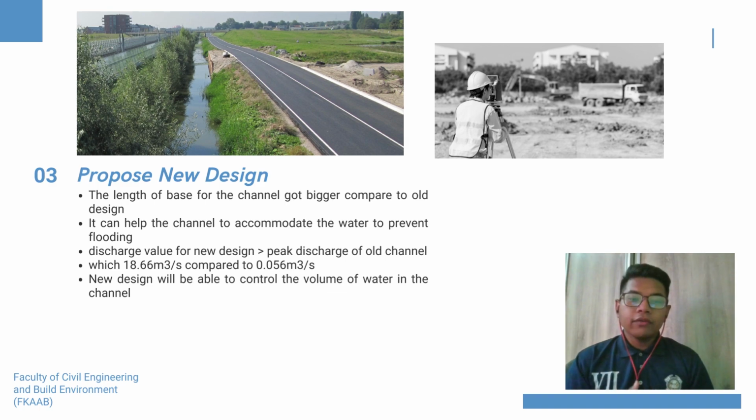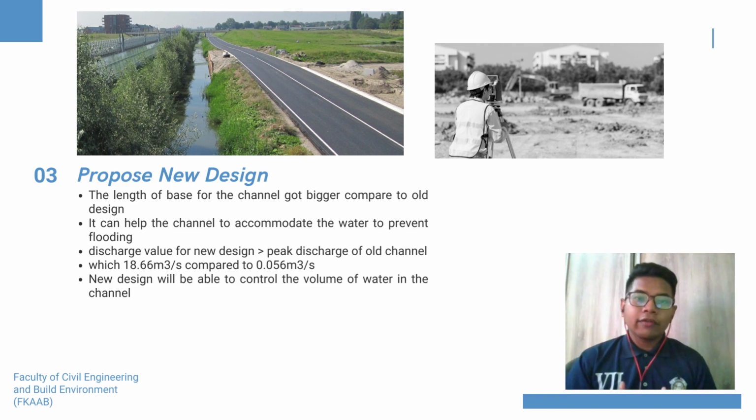The discharge value for the new design will be bigger than the discharge peak of the old channel, which is 18.66 m³/s compared to 0.056 m³/s. This new design will be able to control the volume of water in the channel, and we hope it can prevent the flooding before it spreads into many areas.